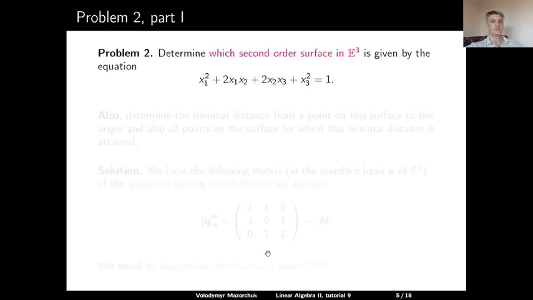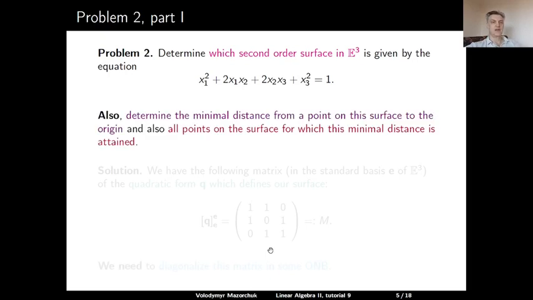Problem 2. Determine which second-order surface in E3 is given by the equation x1 squared plus 2x1x2 plus 2x2x3 plus x3 squared is equal to 1. Also, determine the minimal distance from a point on the surface to the origin, and also all points on the surface for which this minimal distance is attained.